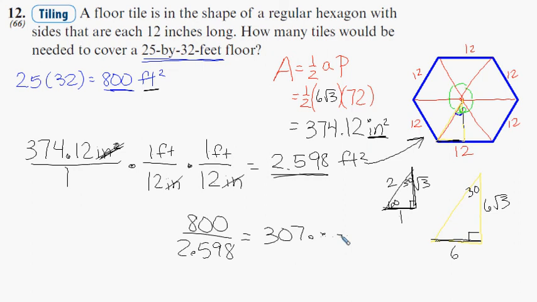Obviously, we're going to need at least 308 tiles to be able to cover the floor, because if we only have part of a tile, we'll have a little hole in the floor. Won't look good at all. So 308, I guess, tiles we should add here.